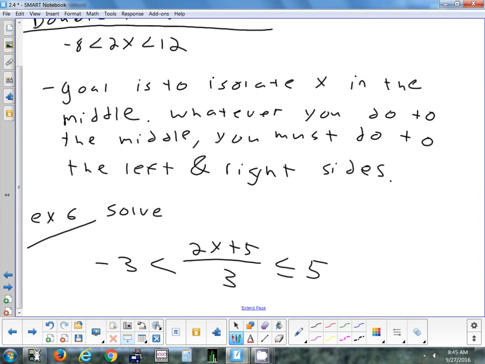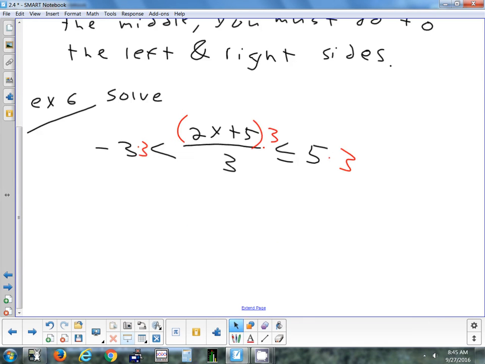Hey, anybody know what we would do first here to start to get x by itself? Quinn? Multiply all sides by 3. Yeah, we're going to multiply everything by 3. And by 3. Okay, so on the left, I'm going to get negative 9. On the right, I'm going to get 15.